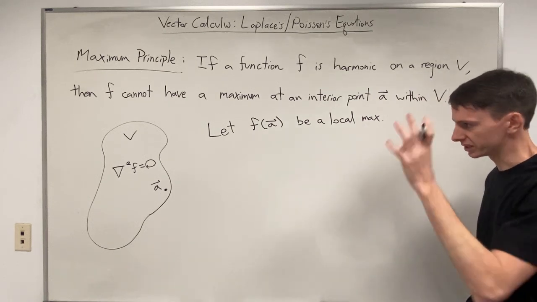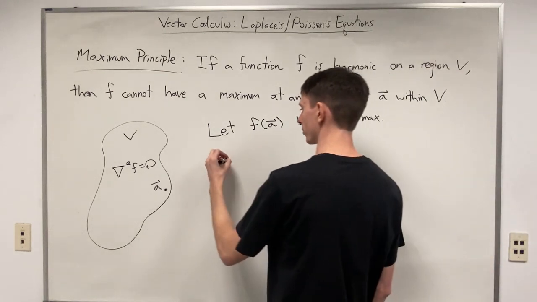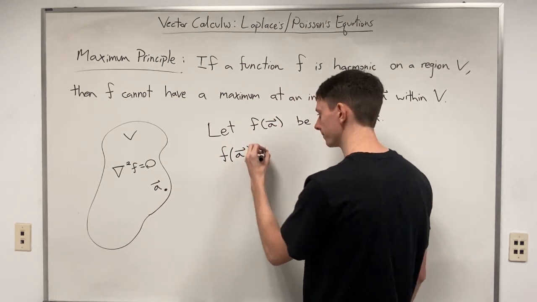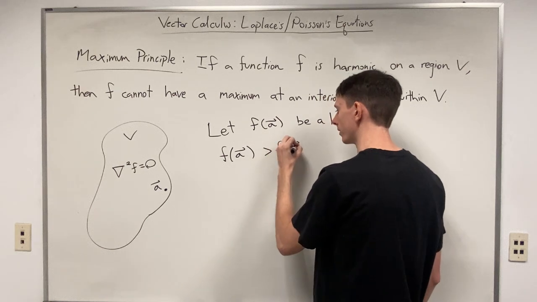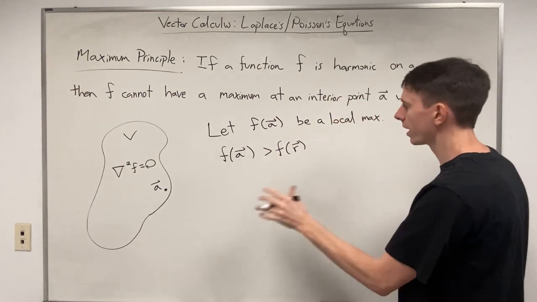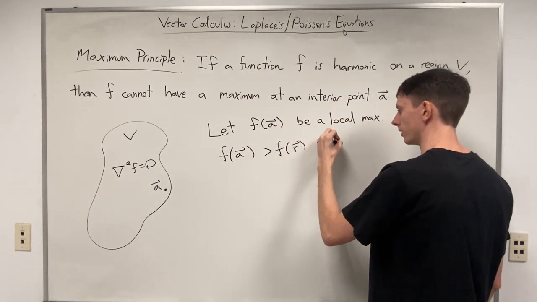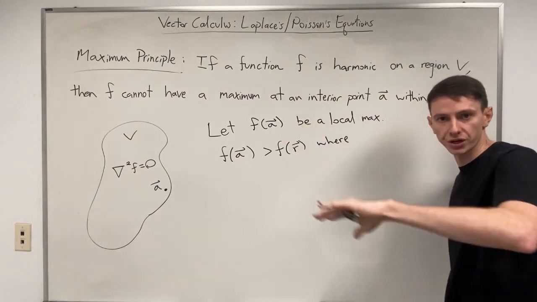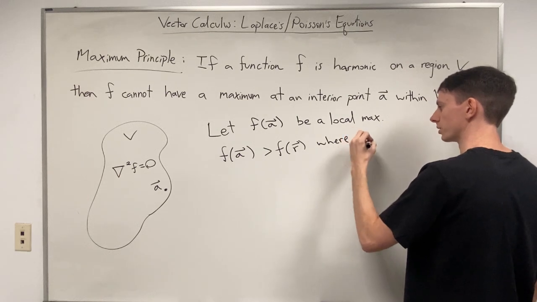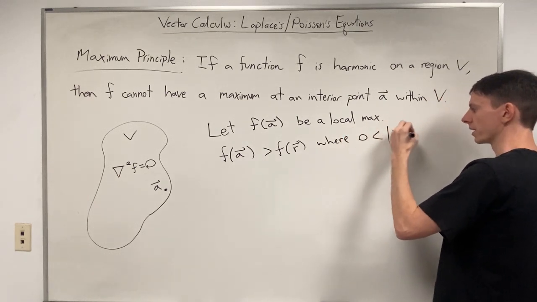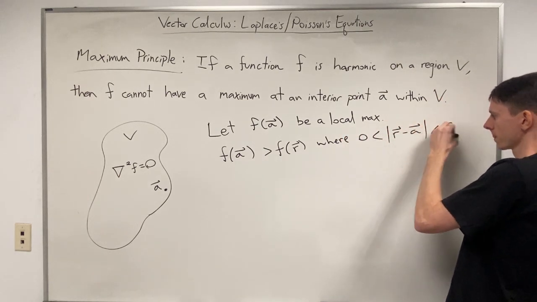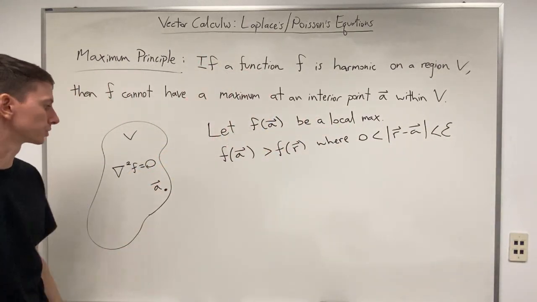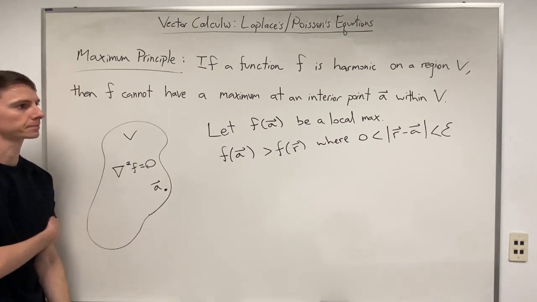And what that means, based off of the definition that we had in the previous whiteboard, is that f of A, the value of the function at this point, needs to be greater than the value at any nearby point, as long as this nearby point R is within a certain neighborhood of size epsilon, right? So we said where 0 is less than the distance from R to A, less than epsilon. Basically saying it's within the neighborhood of radius epsilon centered at A here.